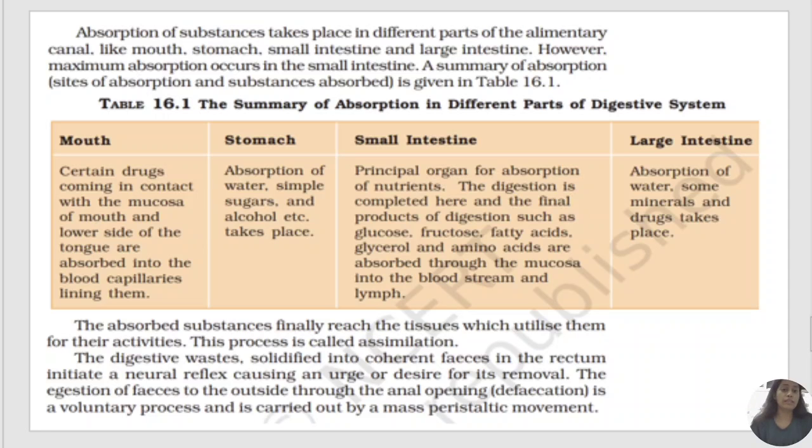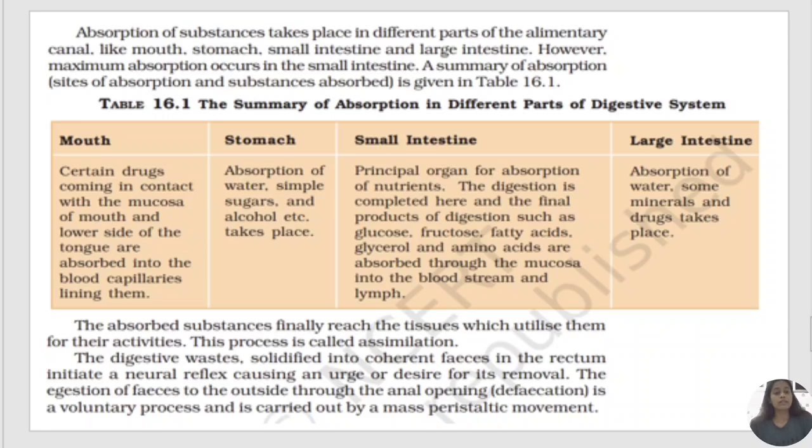Now absorption of the substances takes place in different parts of the alimentary canal like mouth, stomach, small intestine and large intestine. However, maximum absorption occurs in the small intestine. A summary of absorption, sites of absorption and substances absorbed is given in the table below.